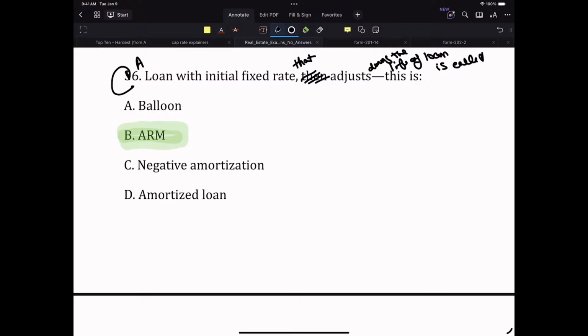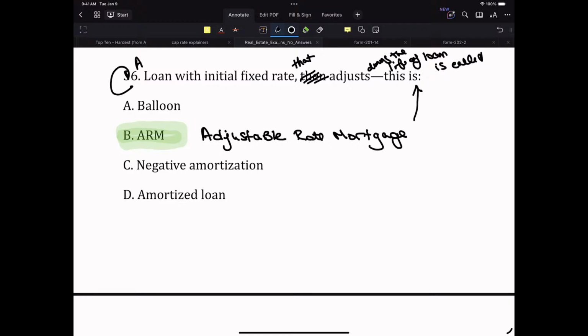Now, what does ARM stand for? Hopefully you know it is adjustable rate mortgage. And we know what it is because that's the definition. Is everybody cool with balloon, negative amortization, and amortized loan? Do we need any help with that? Yes, it is adjustable rate mortgage.